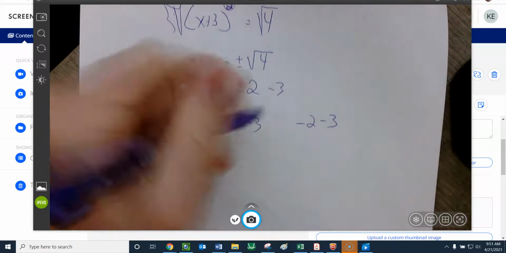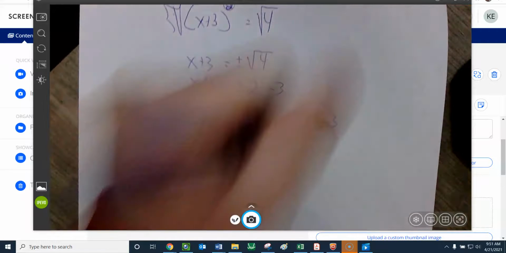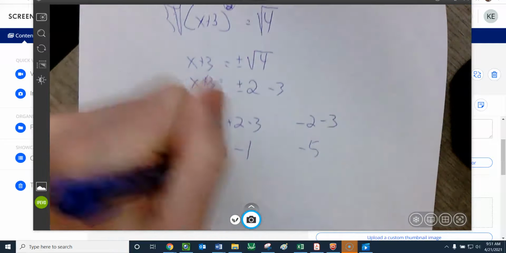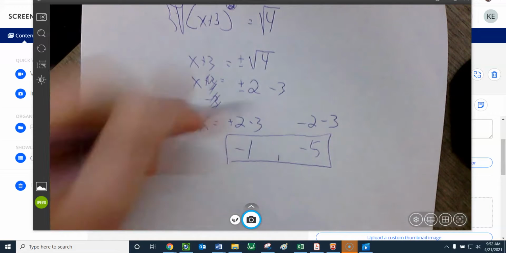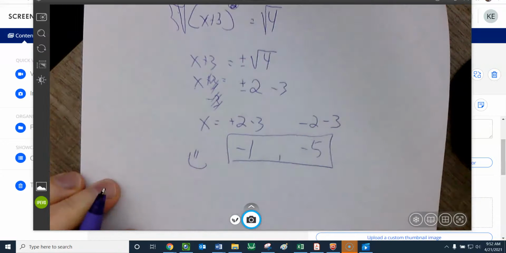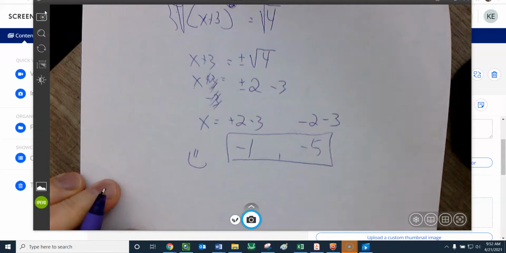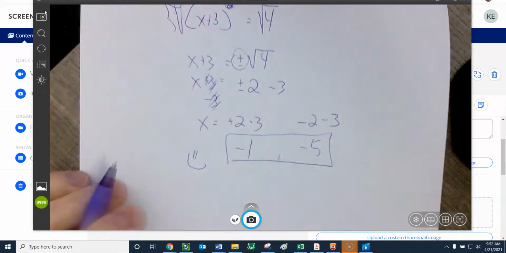So then now I can finish these. 2 minus 3 is negative 1. Negative 2 minus 3 is negative 5. It doesn't always have to be the same number. They're two different numbers, negative 1 and negative 5. And we are done. We solved. Square root property. We need an umbrella. Umbrellas need a handle. Moving on.